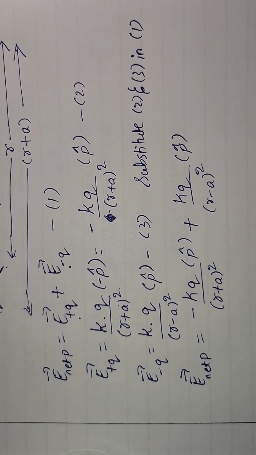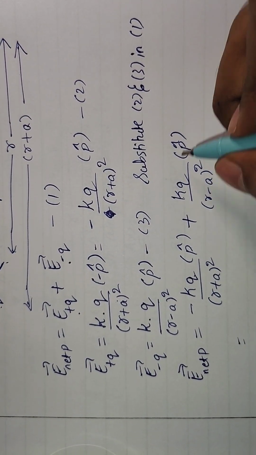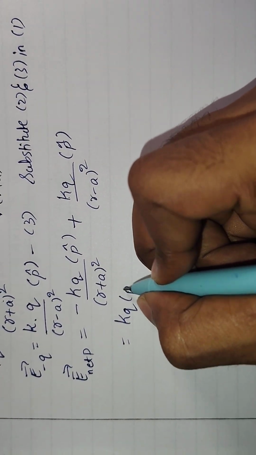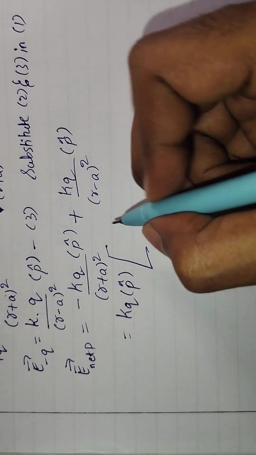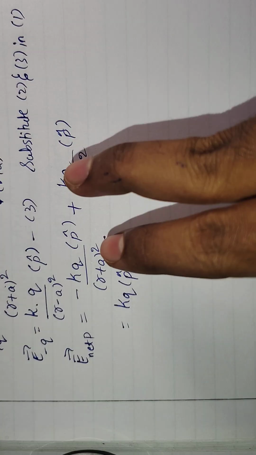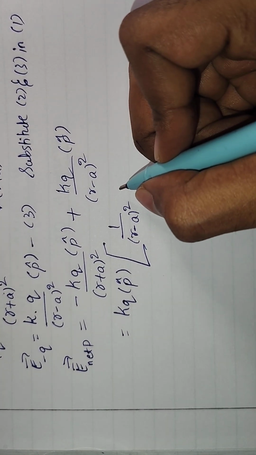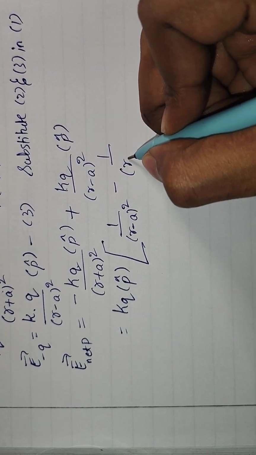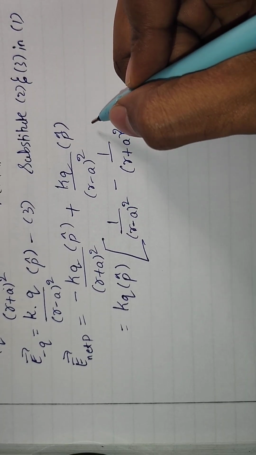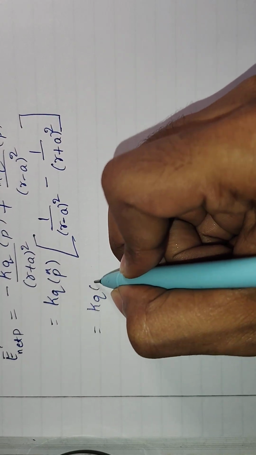Okay, now which terms are common here? This KQ, P cap is common. Take that outside. KQ, P cap is common. The remaining terms are minus 1 by R plus A whole square plus 1 by R minus A whole square. I will switch the terms here. So I will write it as 1 by R minus A whole square minus 1 by R plus A whole square. Okay, now how will we simplify this one? KQ P cap.